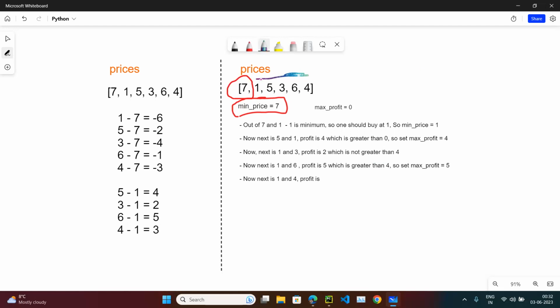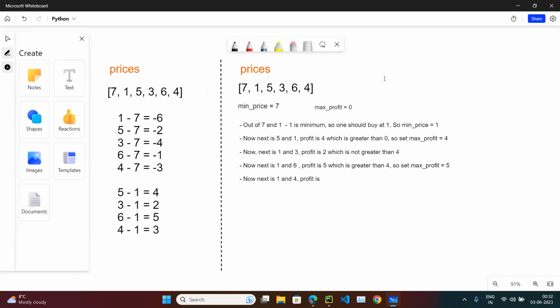Then what I will do is update the minimum price to 1, because the stock can give the maximum profit when you purchase it at the minimum price. So we assumed the minimum price is 7, but we found the 1. So the minimum price now is 1.